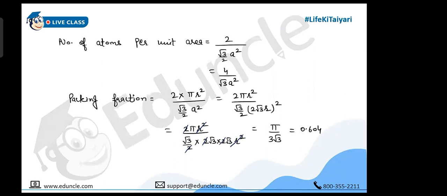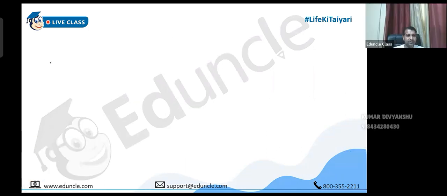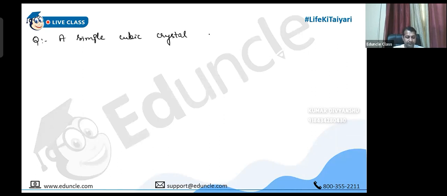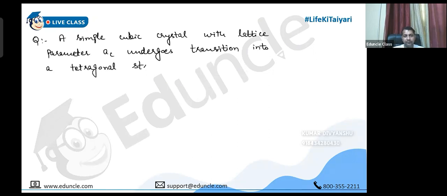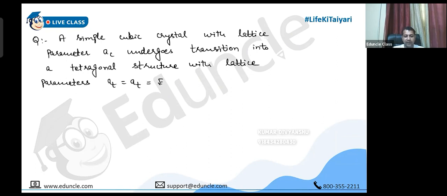Now let us discuss one question. A simple cubic crystal with lattice parameter AC. AT means tetragonal over here. This is the relation between the tetragonal lattice parameters and the cubic lattice parameters.